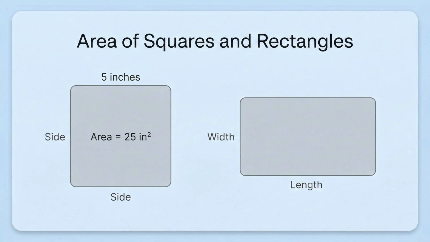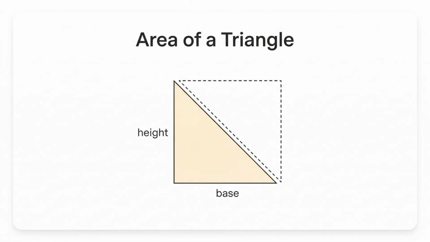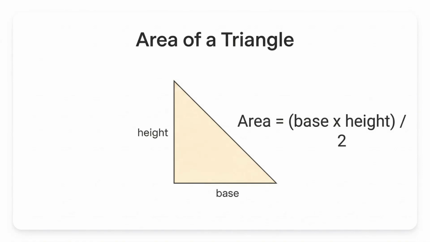Triangles are a bit different because they only have 3 sides. To find a triangle's area, we need to identify its base and its height. If you picture two identical right triangles put together, they actually form a perfect rectangle. Because a triangle is essentially half of that rectangle, the formula for its area is simply the base multiplied by the height, all divided by 2. This mathematical rule applies to any triangle, as long as you measure the correct base and height.